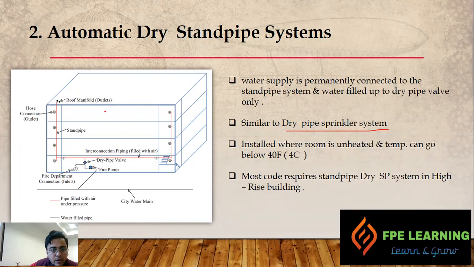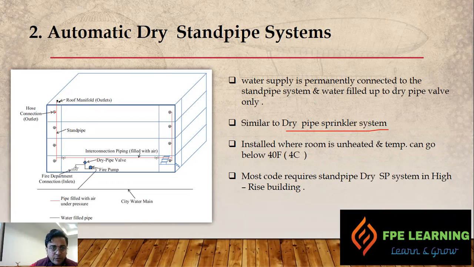We use dry pipe system in order to get away from the freezing condition of the water, right? In some areas where temperature goes below zero and the water starts to freeze, in that case we have to use the dry pipe system, meaning the system above the dry pipe valve is filled with air or nitrogen, and below that we have water.